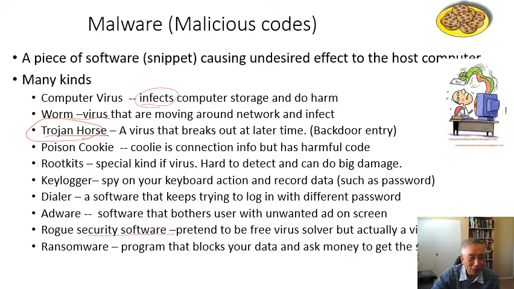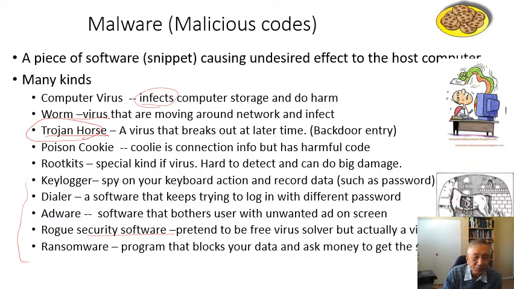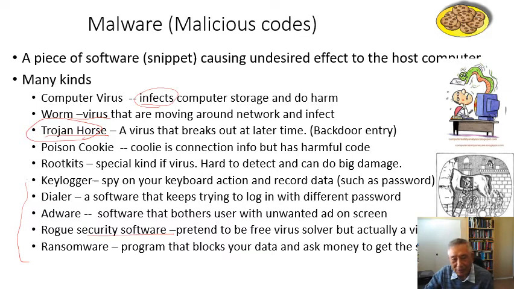So there are a lot of varieties. Please just take a look at it, and sorry about that. This is a cookie, but it became coolie. So it's a Trojan horse that was brought inside the castle, and then at night the soldiers break out of the horse.